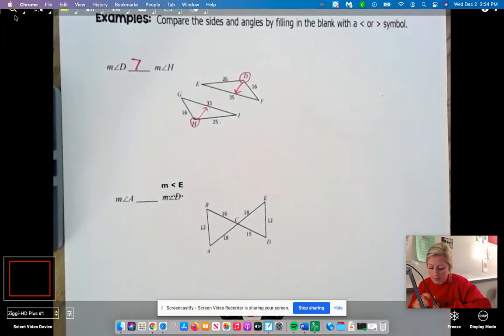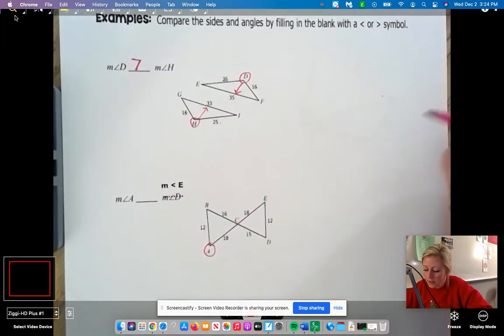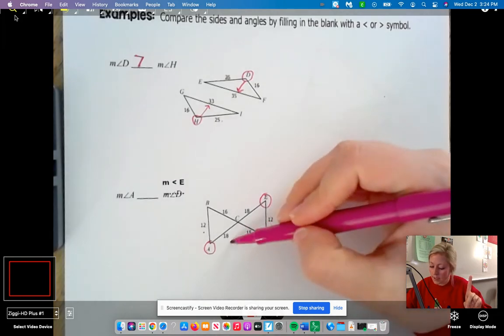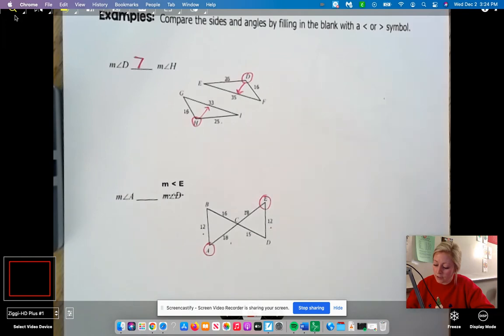All right, now let's compare these guys. So again, we're comparing angle A, so I'm going to mark that so I know, and angle E. Now let's make sure they're between two pairs of congruent sides. I have a 12 and a 12, there's one. 18 and 18, there's my second. And now let's see which angle is greater than.